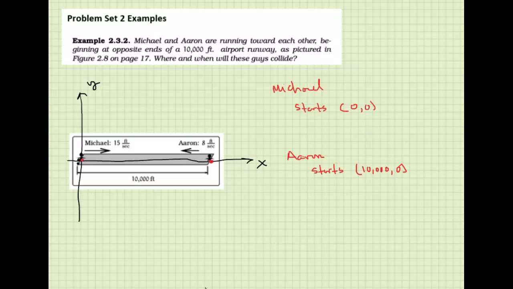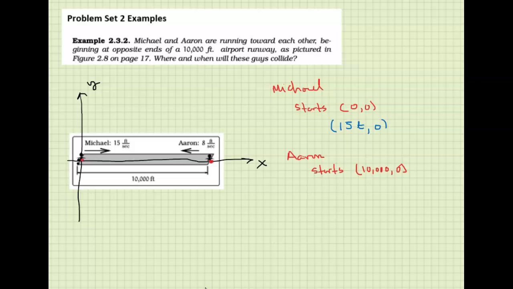So Michael's distance is changing at this rate because he's moving 15 feet per second. So his location, the x value, is going to change like this, 15 times t, and the y value still stays 0 because he's not jumping up, all right? So 15t comes from rate times time. So distance equals rate times time. So his speed times 1 second, 2 seconds, right? So a second later he's at 15 feet, another second later he's at 30 feet, and so on, okay?